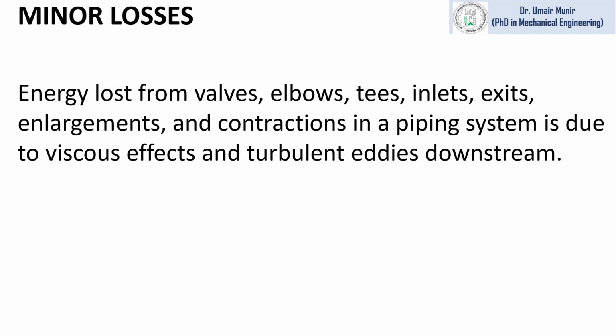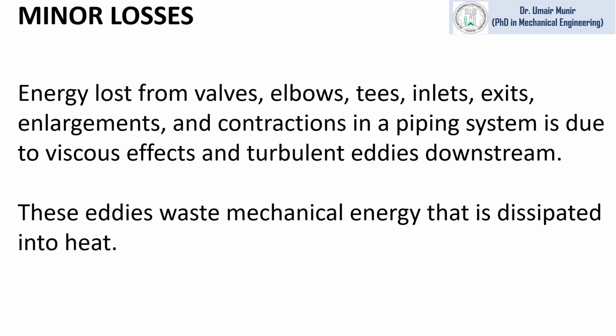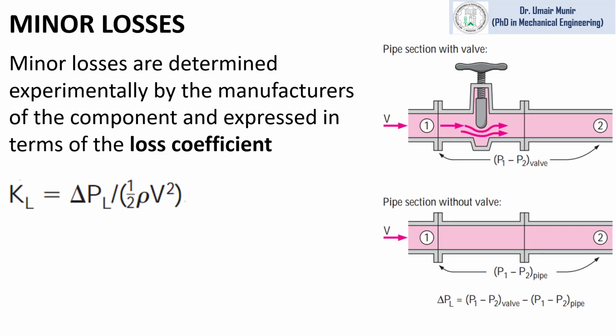So minor losses are the energy losses from the valves, elbows, tees, inlets, exits, enlargements, and contractions in a piping system. They are due to viscous effects and turbulent eddies that are produced downstream. These eddies waste mechanical energy that is dissipated into heat. Minor losses are determined experimentally by the manufacturer of the component and expressed in terms of the loss coefficient.